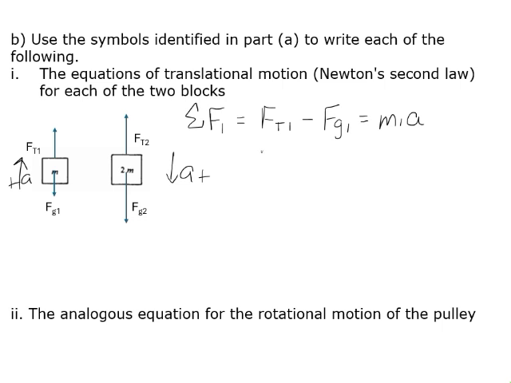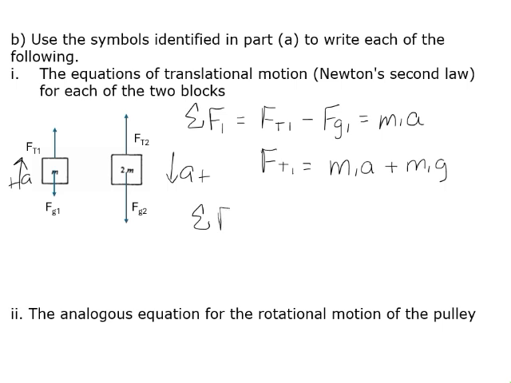Because the force of tension is what's applying the torque, I'm going to go ahead and solve this for force of tension. Force of tension 1 is going to be equal to the mass of 1 times the acceleration plus the force of gravity, which is mass 1 times gravity.